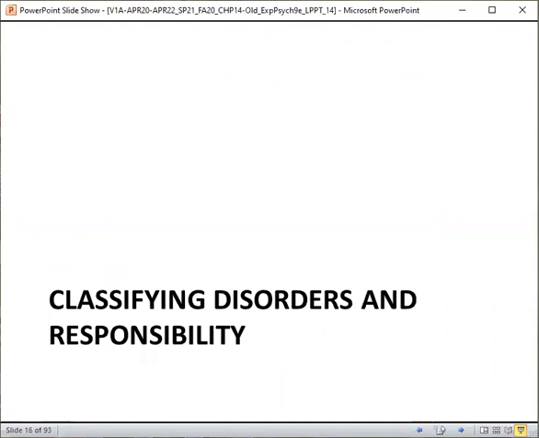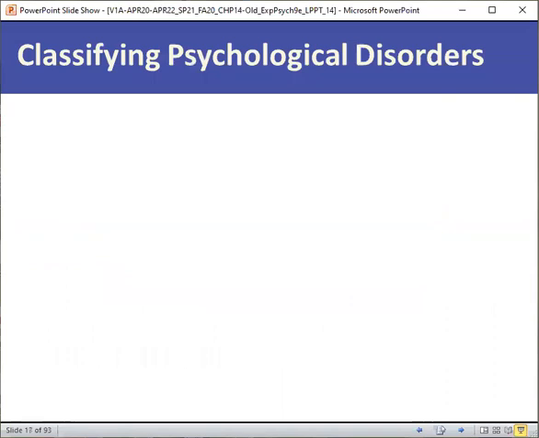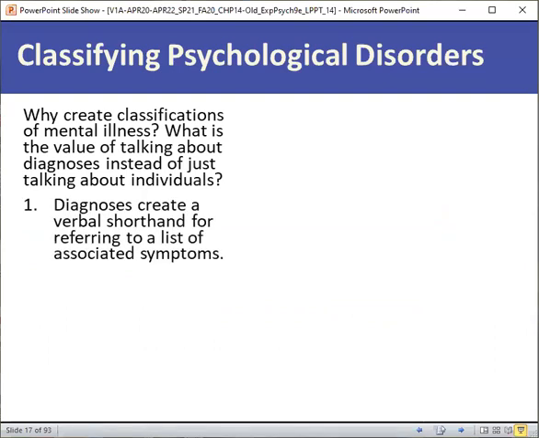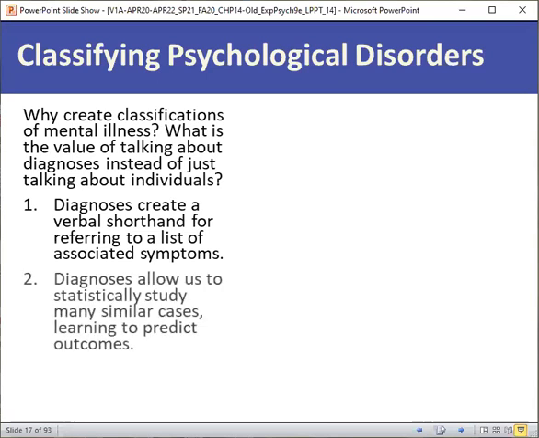So classifying disorders and responsibility. Why create classifications of mental illness? What is the value of talking about diagnosis instead of just talking about individuals? One, diagnoses create a verbal shorthand for referring to a list of associated symptoms. All right, because you want to know what symptoms are associated with a particular type of diagnosis. And this will be very beneficial to healthcare, in particular mental health care professionals.